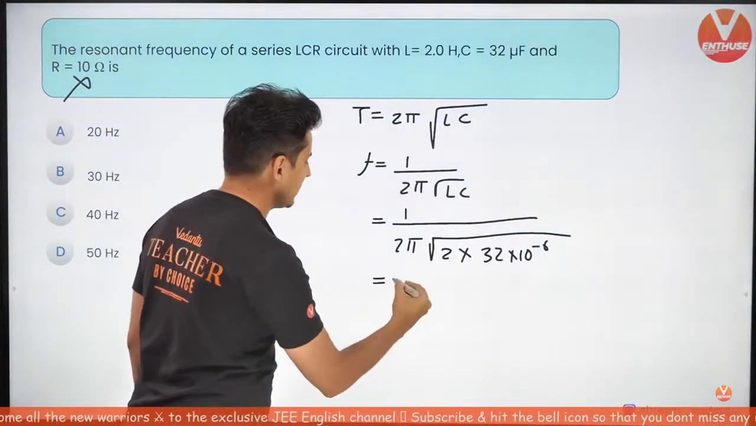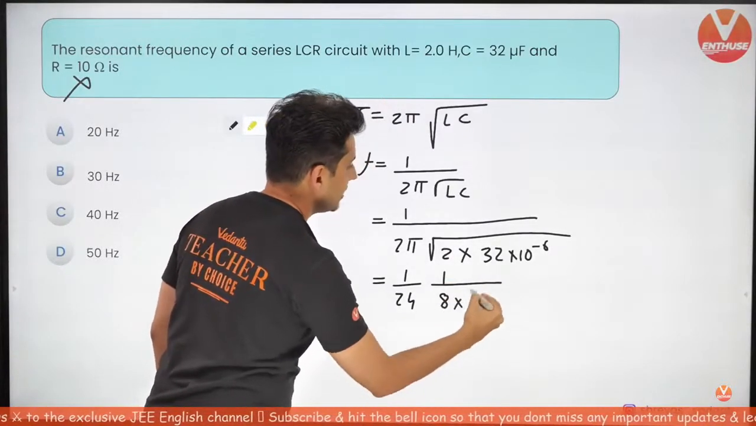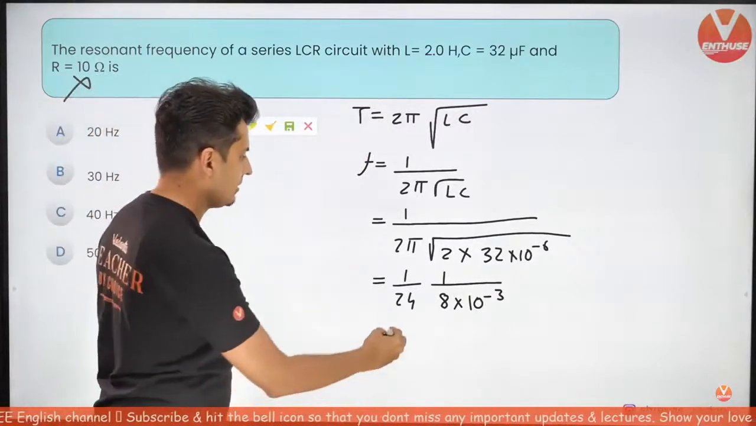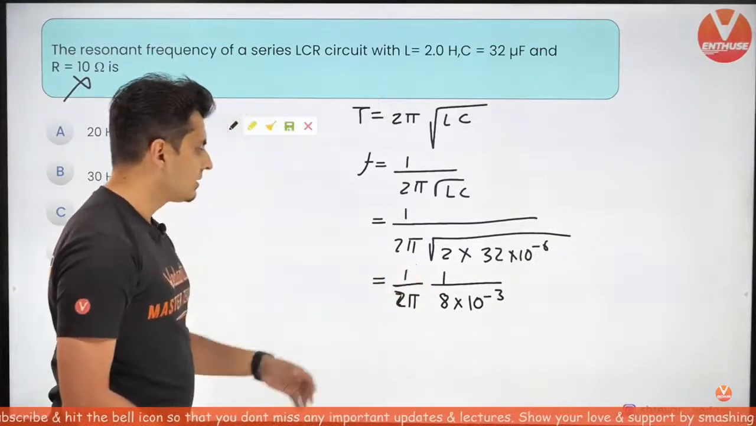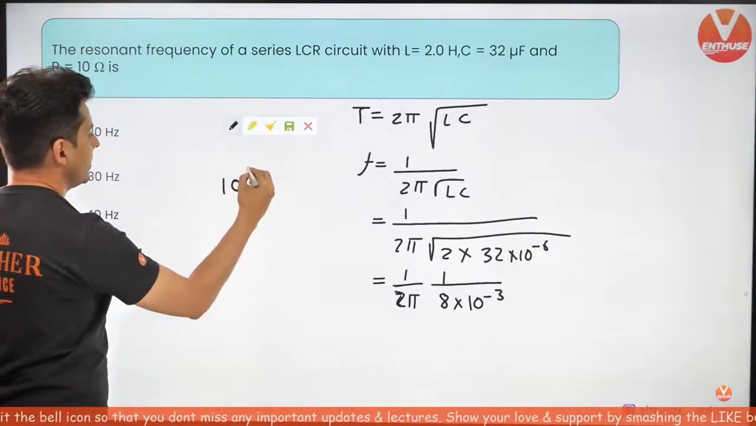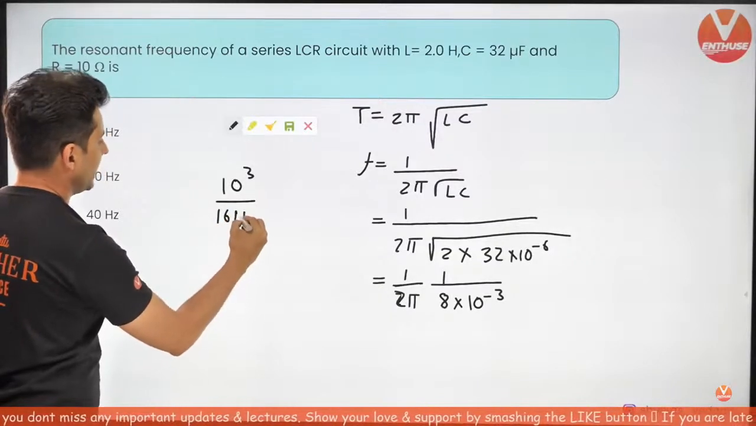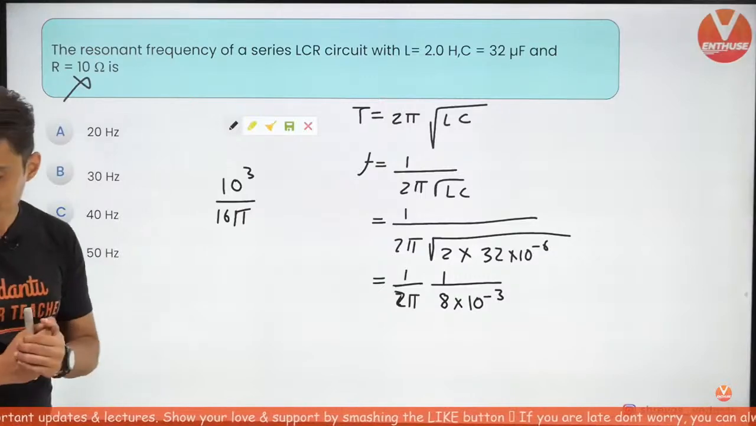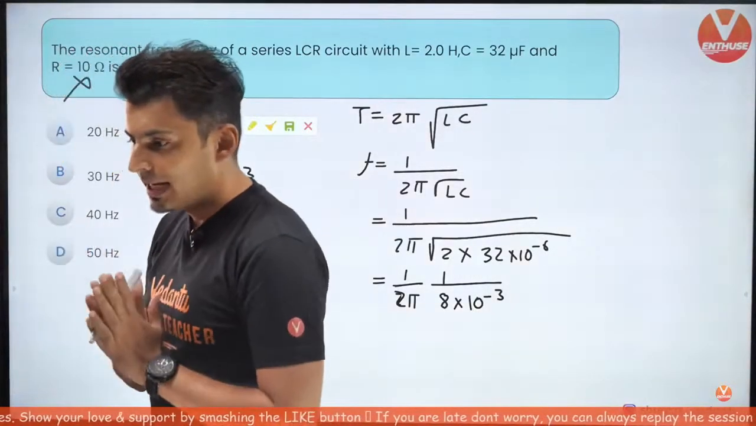32 into 2, 64. Root of 64 is 8. Root of 10 to the power minus 6 is 10 to the power minus 3. Oops, I think I had to put pi over here. So 2 pi. So take 10 to the power 3 there. So 10 to the power 3 divided by 16 pi. Calculate this. How much is it coming out to be approximately?